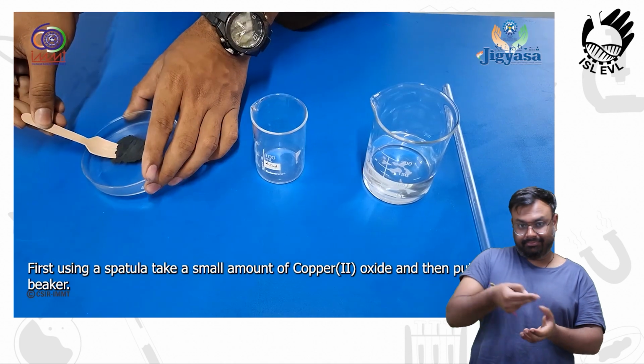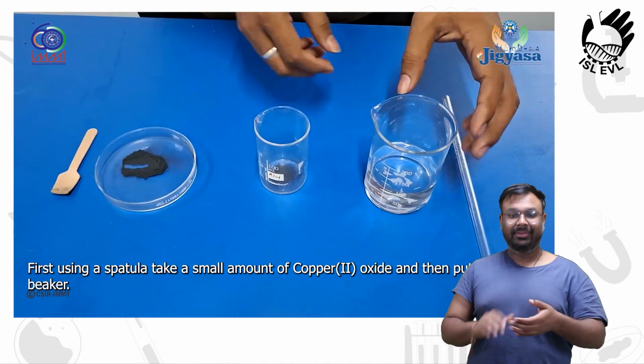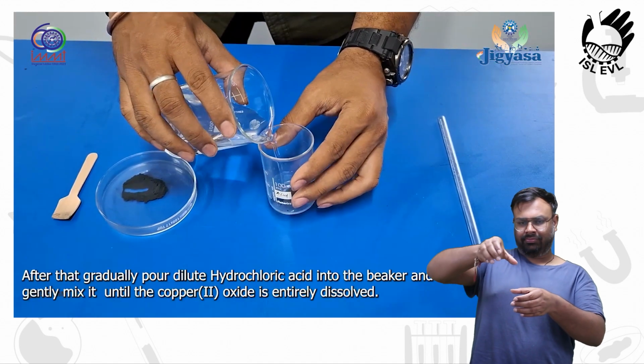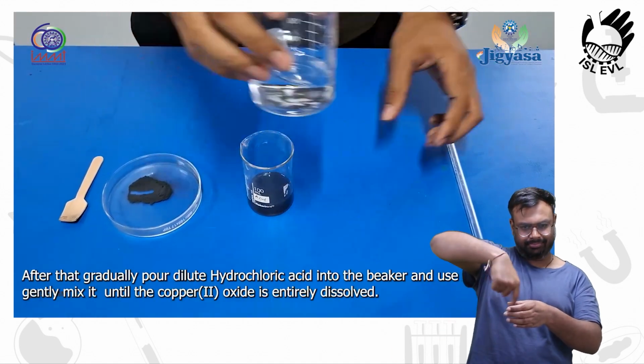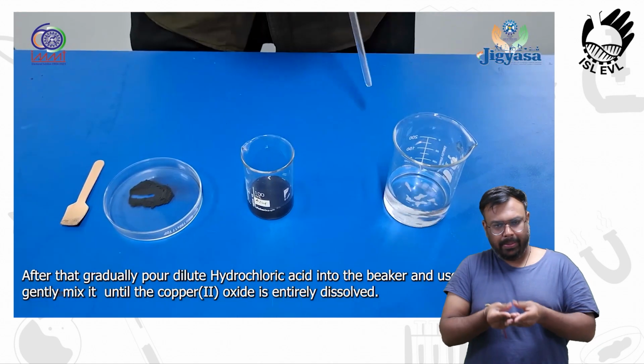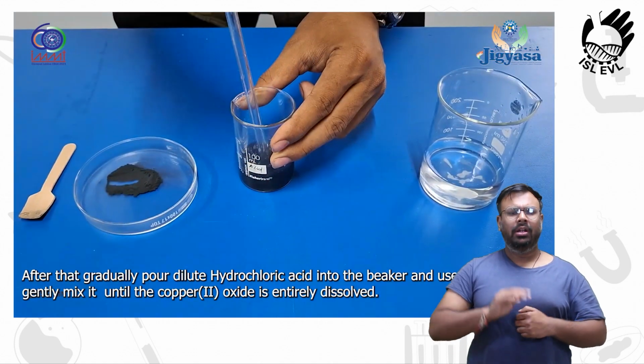First, using a spatula, take a small amount of copper oxide and put it in a beaker. After that, gradually pour dilute hydrochloric acid into the beaker and use a stirrer to gently mix it until the copper oxide is entirely dissolved.